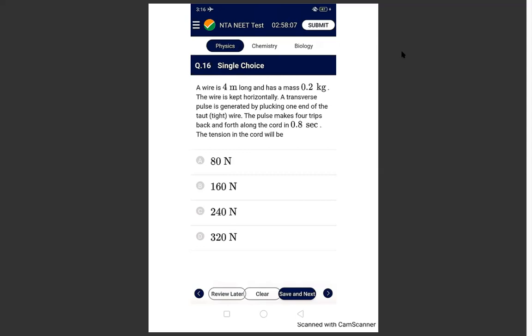That means the time period is given here. 4 trips: from the mean to one extreme, then from the extreme back to the mean, then again going to the other extreme and coming back to the mean. So the time period is given as 0.8 second.